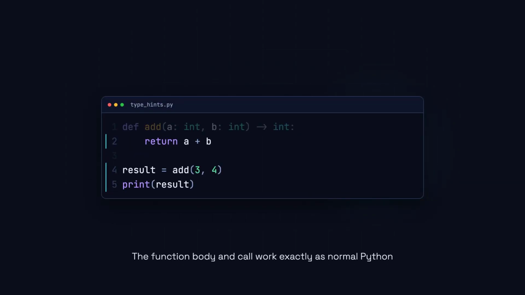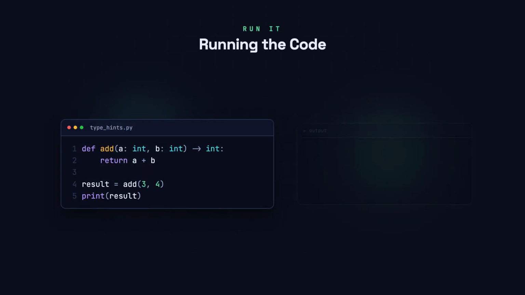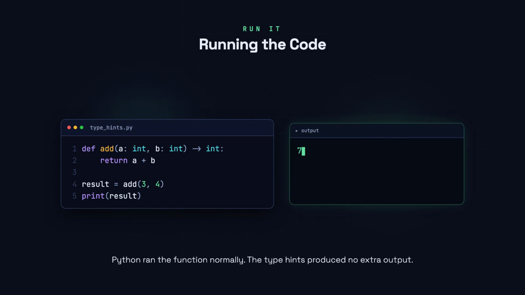We call add with 3 and 4, store the result, and print it. The hints do not affect how the code runs. When we run the file, Python simply prints 7. The type hints are completely invisible at runtime. They do their job silently in the background.